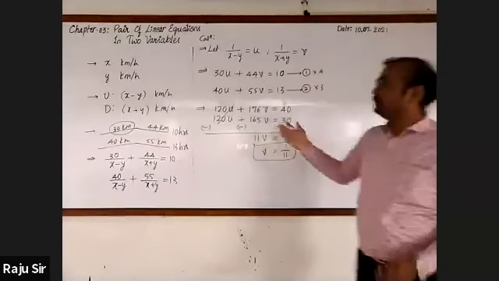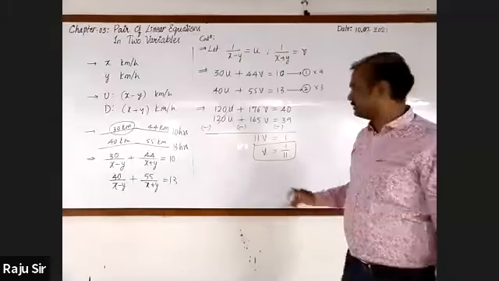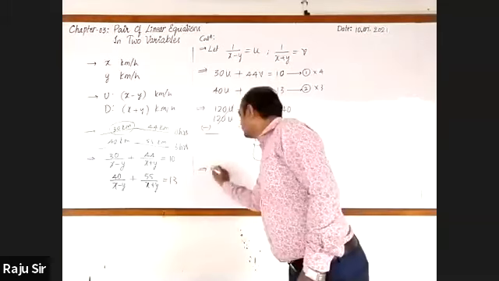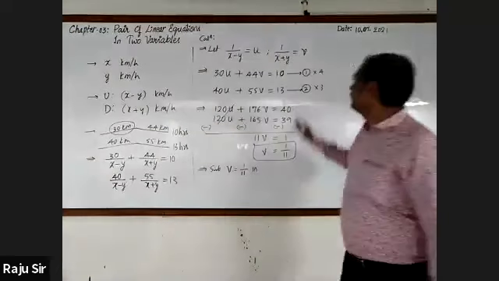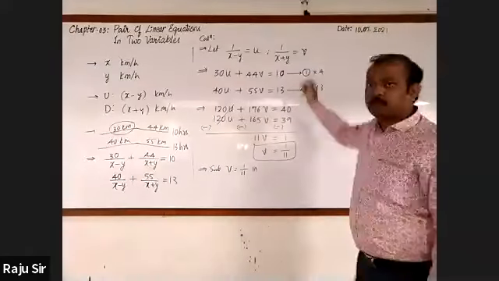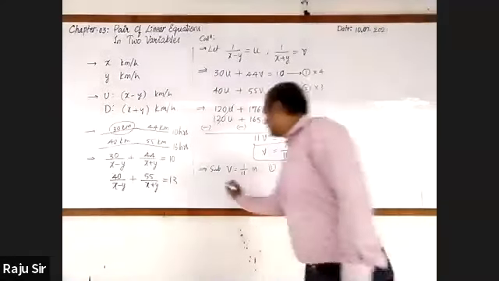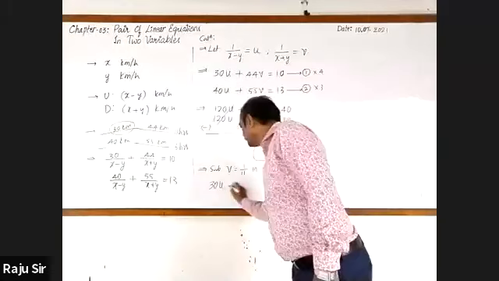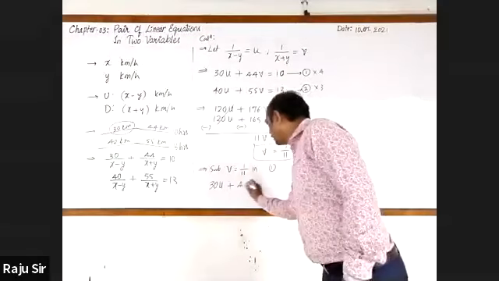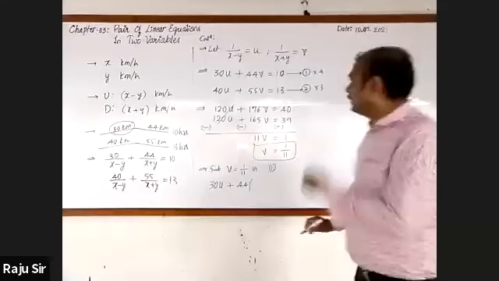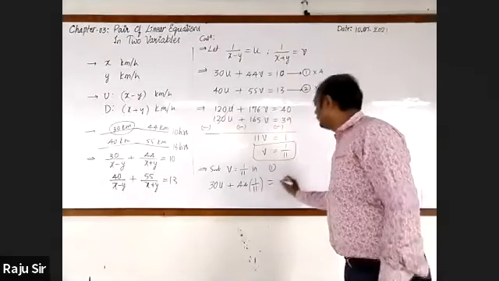Let's go for finding the U value by substituting this in any one of the two equations. So let us substitute V is equal to 1 by 11 in equation 1. Equation 1 is 30U plus 44V, so it is 44 into 1 by 11. This is equal to 10.